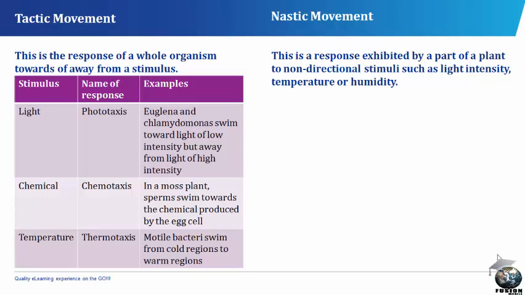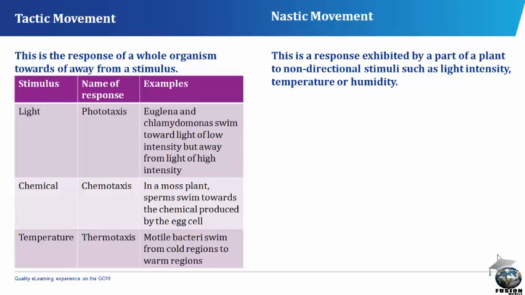The stimulus, the name of response, and examples are stated in the table present. Light. The name of response is phototaxis. Examples are Euglena and Chlamydomonas, which swim toward light of low intensity, but away from light of high intensity. Chemical. The name of the response is chemotaxis. In most plants, sperm swim towards the chemical produced by the egg cell.